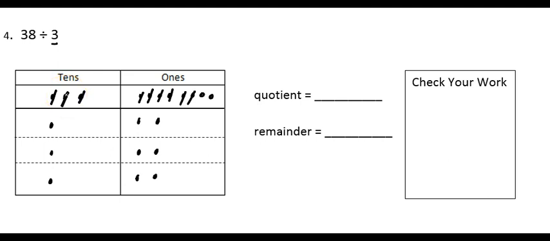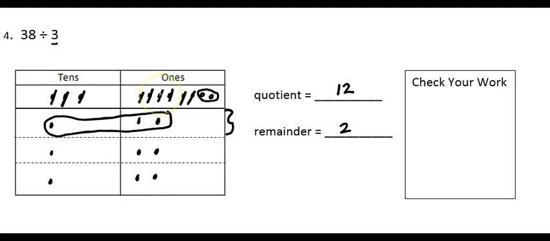At this point I have 2 dots left over, and I can't use them because that would not give me equal rows. And again, one row or one group is the quotient, the answer to the division problem, which means I have 1 10 and 2 1s. 38 divided by 3 would be 12 with a remainder of 2. There were 2 dots left over.